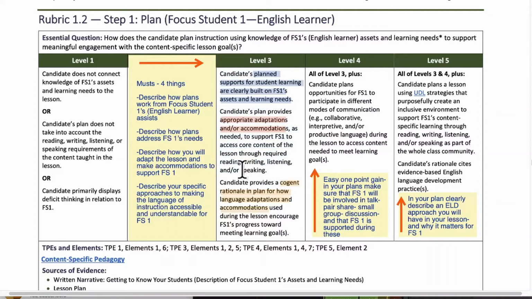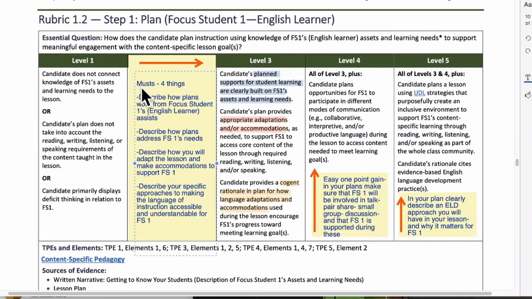If they give you these terms, then you should be putting them in there. So my focus student 1 will be reading these and writing about this and listening to this as I'm doing it and talking about this. So if they give you terms like that, that's the way that you key into the requirement for level 3. The next one, candidate provides a cogent rationale in plan for how language adaptations and accommodations used during the lesson encourage focus student 1's progress towards meeting learning goals. So this is all about language in this particular section.